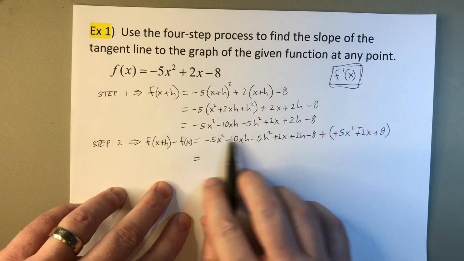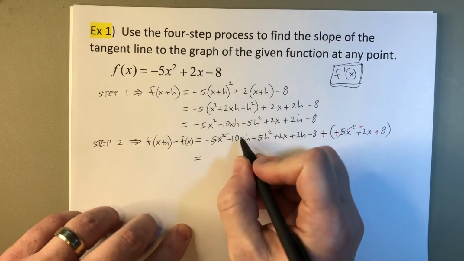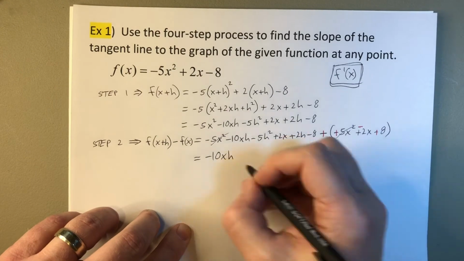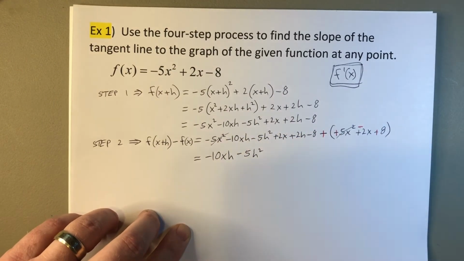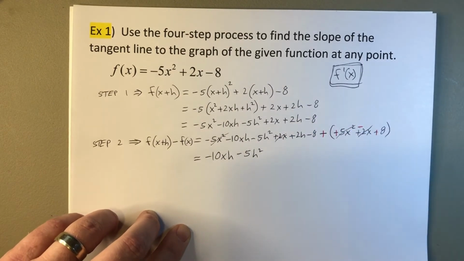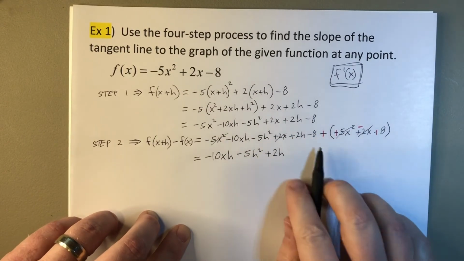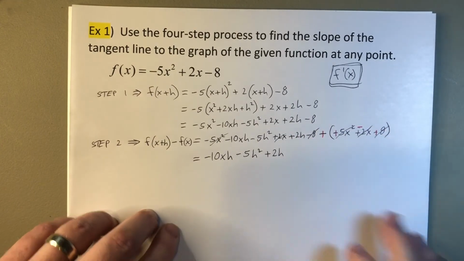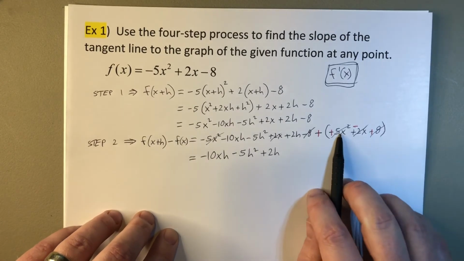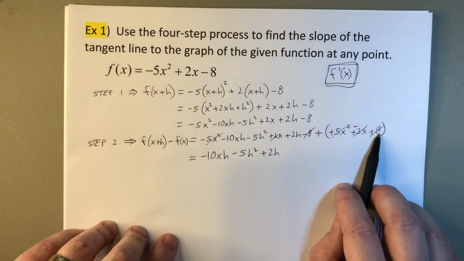And let's see what we end up with. Well, the negative 5x squared plus 5x squared, that's now gone. The negative 10xh remains. Let's see what else. The negative 5h squared remains. Oh, the 2x, positive 2x, and the negative 2x, those are gone. The positive 2h, that stays. And then finally, the negative 8 and the positive 8 also is eliminated. So look what just happened there. What just happened will happen every single time, okay? And that is every term that makes up the function f of x will be eliminated. That's going to happen every single time.